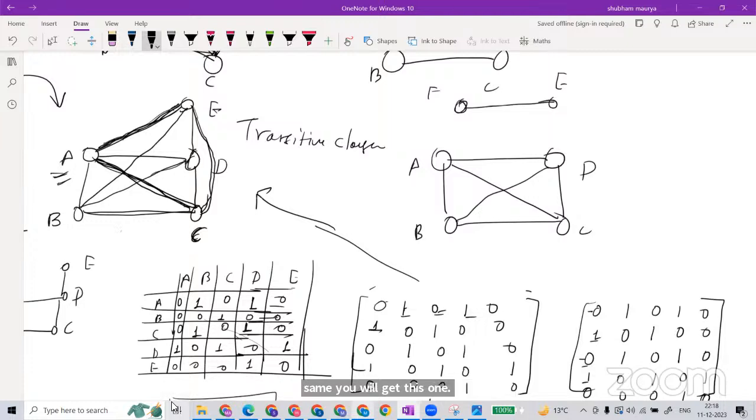Okay. Now let's move to the shortest path.